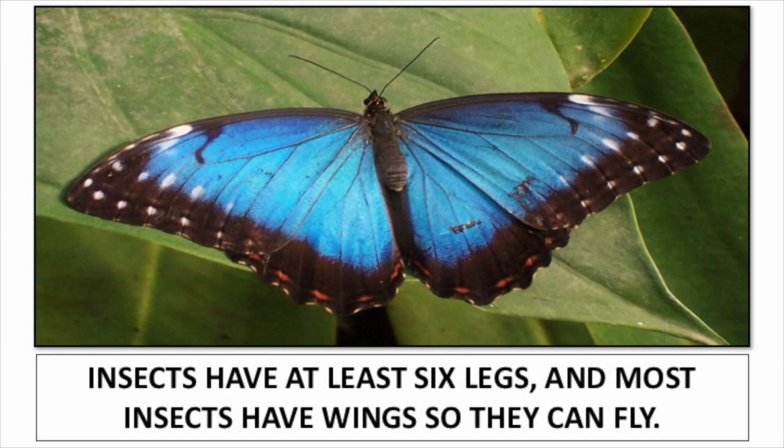Insects have at least 6 legs. Some have more, but every insect has at least 6 legs. And most insects have wings, so they can fly. Yes, like this insect here. Does anybody know what it is? Butterfly, yes. A butterfly is a type of insect, and it has wings and legs. It can fly.